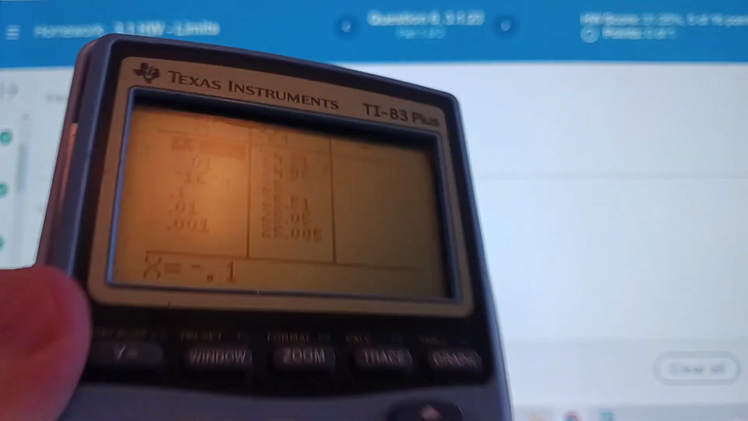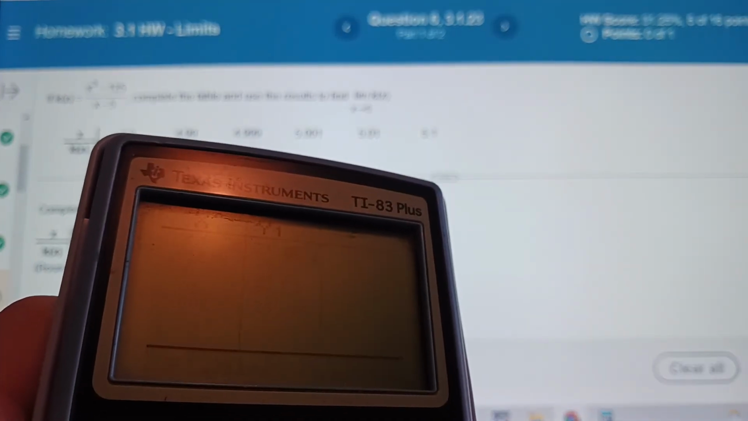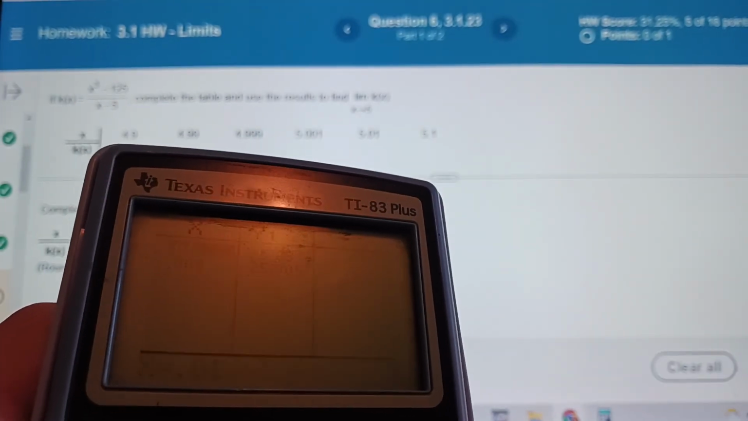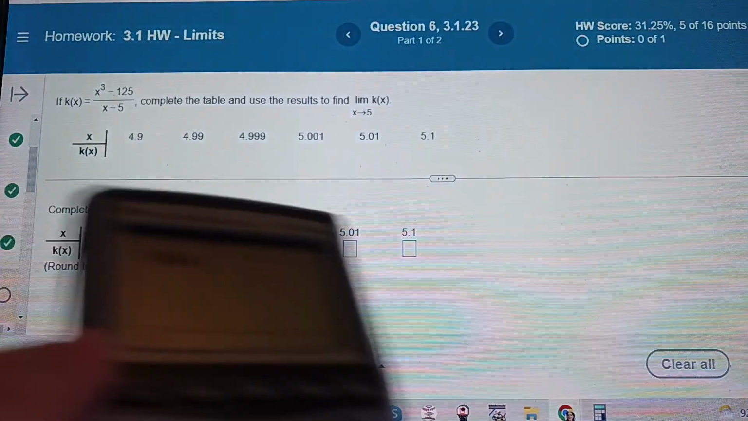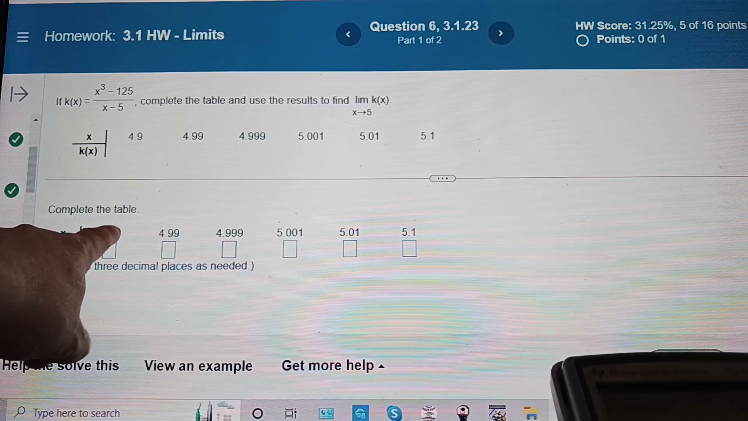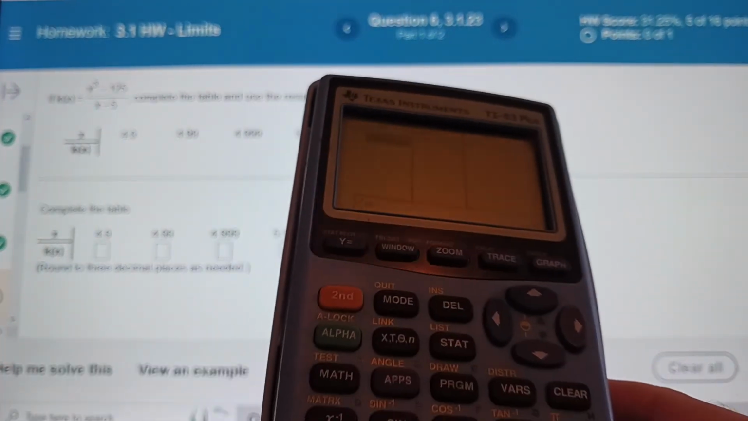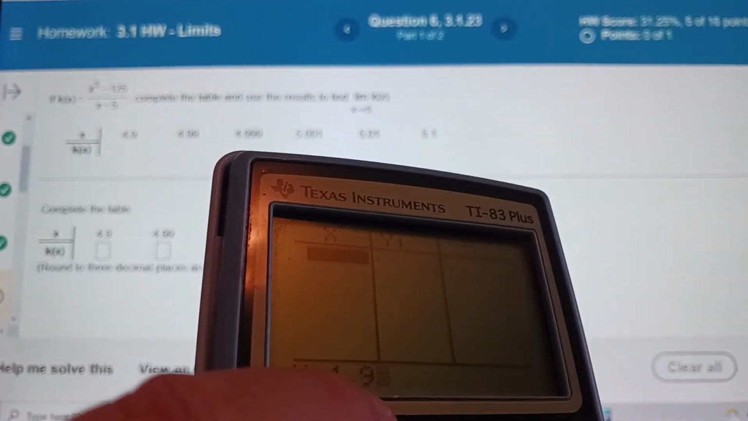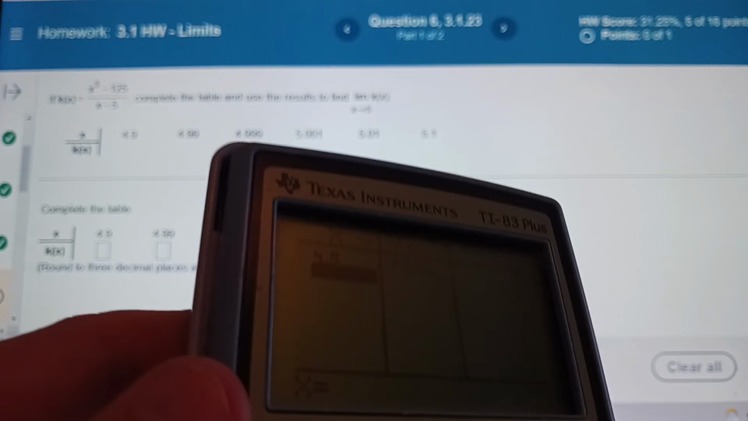Now I have stuff in here from a previous problem, so you just hit delete to get rid of the old stuff. Delete, delete, delete, delete, delete, delete. I just cleared it out. So first I'm going to type in 4.9. This is where it's asking me what x I want. So 4.9. When I press enter, it'll automatically calculate the y answer.